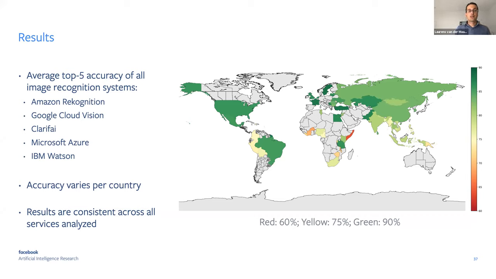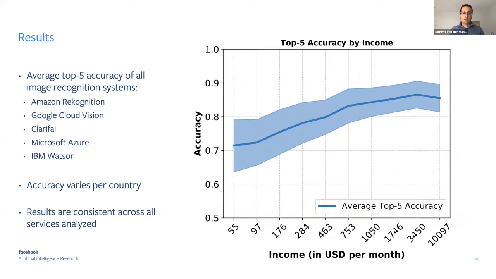And the differences in accuracy are really huge, right? There's really a 30% difference between, let's say, 90% in the US and 60% accuracy in Somalia. And the other thing that this data set allows you to do is measure accuracy as a function of family income. And so there what you see is that the accuracy of these systems is correlated with the income of the family in which the objects were photographed.